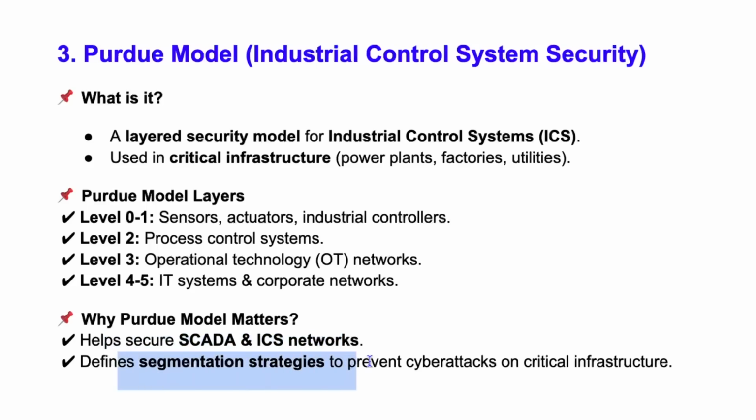And it defines segmentation strategies to prevent cyber attacks on critical infrastructure. So how do you separate certain things from the rest of the system so that you don't impact the overall infrastructure and bring down critical infrastructure, like a power grid powering an entire city, so that now the city doesn't have power, and you can go ahead and attack the city or do whatever else you wanted to do against that city. So the Purdue model is a really, really important one, and industrial control systems are a very important set of systems because they are specifically unique to the critical infrastructures of cities and countries.